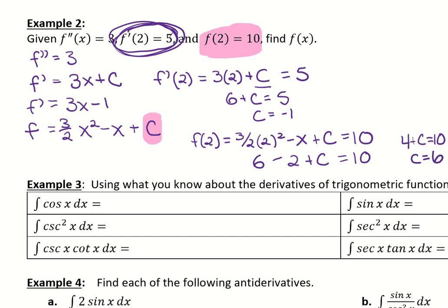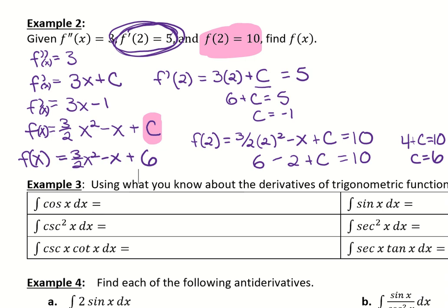So finally we can write our final equation, f of x, and I realize I've been neglecting the of x's here. It doesn't matter too much. But the final function f of x is 3/2 x squared minus x, and then over here we just solved for our constant c, which is 6.